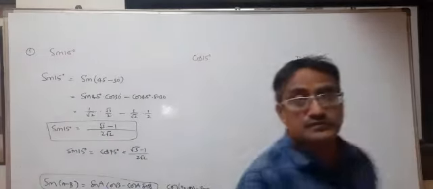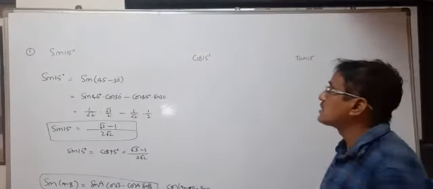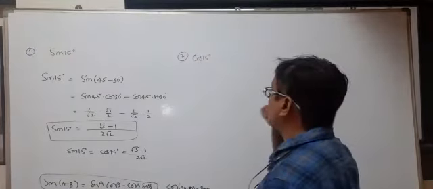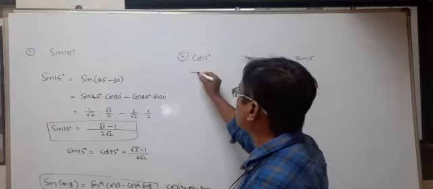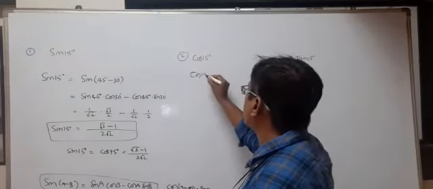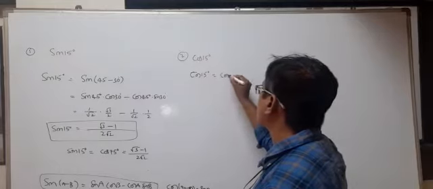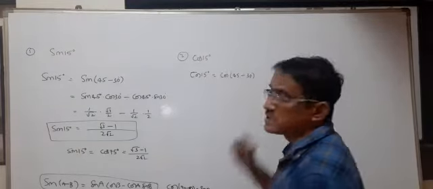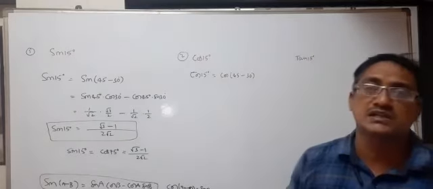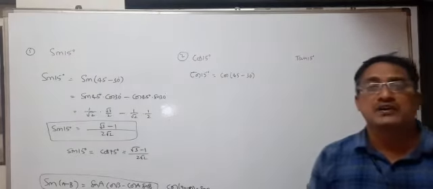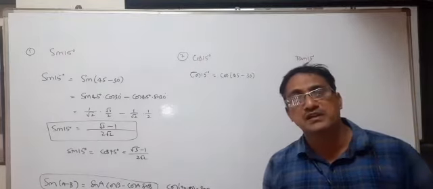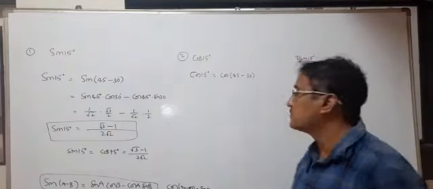Now next one. Let us see cos 15 degrees. Now cos 15 degrees can be written as cos of 45 minus 30 degrees. We know the formula of cos A minus B. Cos A minus B is cos A cos B plus sin A sin B.